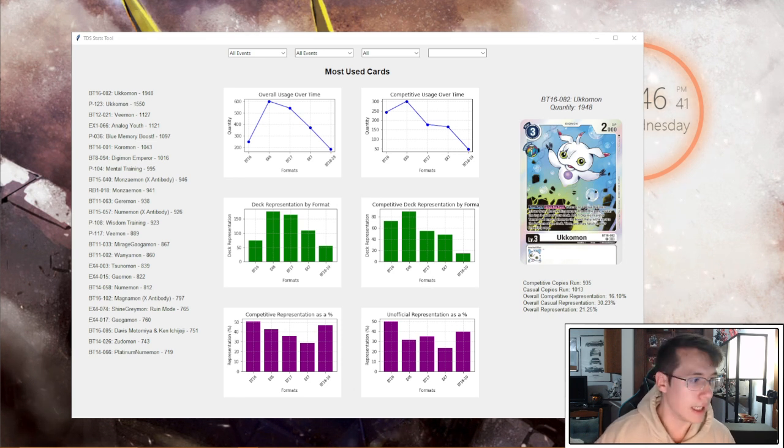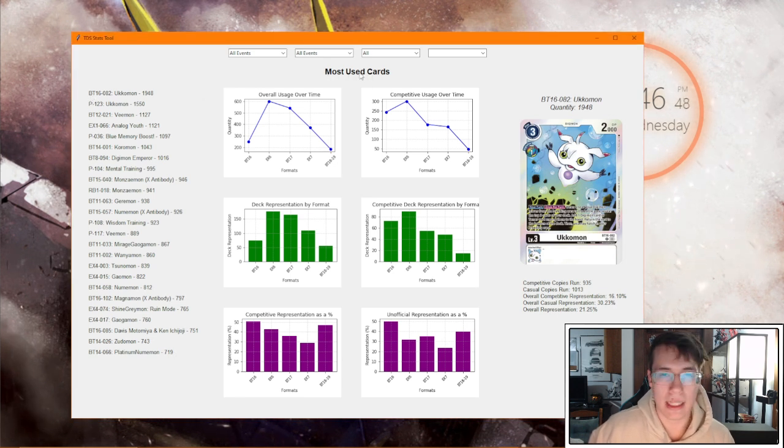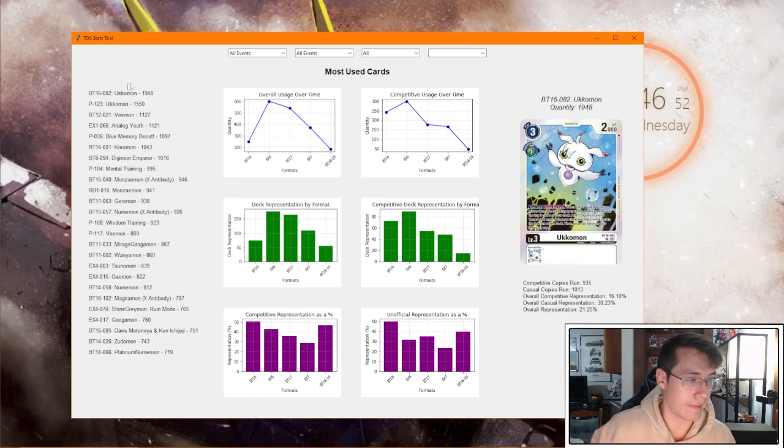I need work. Anyways, so what we have generated here is our top 25 most played cards. I know you can see the most used card in the middle. It is not centered. Well, it is centered. It's not supposed to be centered. It's supposed to be on the left-hand side here. That's what these top 25 most used cards are.